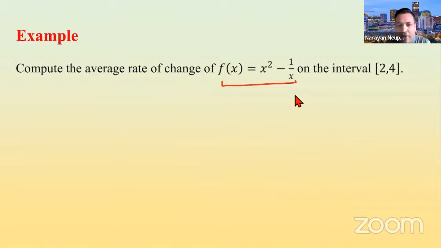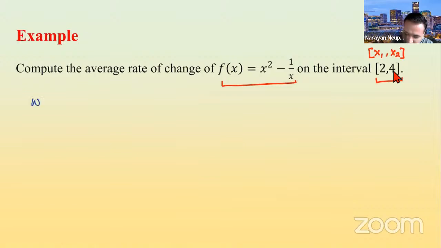And also they have given the interval. We are calculating the average rate of change on this interval, 2, 4. That is from x1 up to x2, right? From x1 up to x2. Your x1 is 2 and x2 is 4, okay? In order to find the average rate of change, now we know the formula. So that's where we are going to begin.